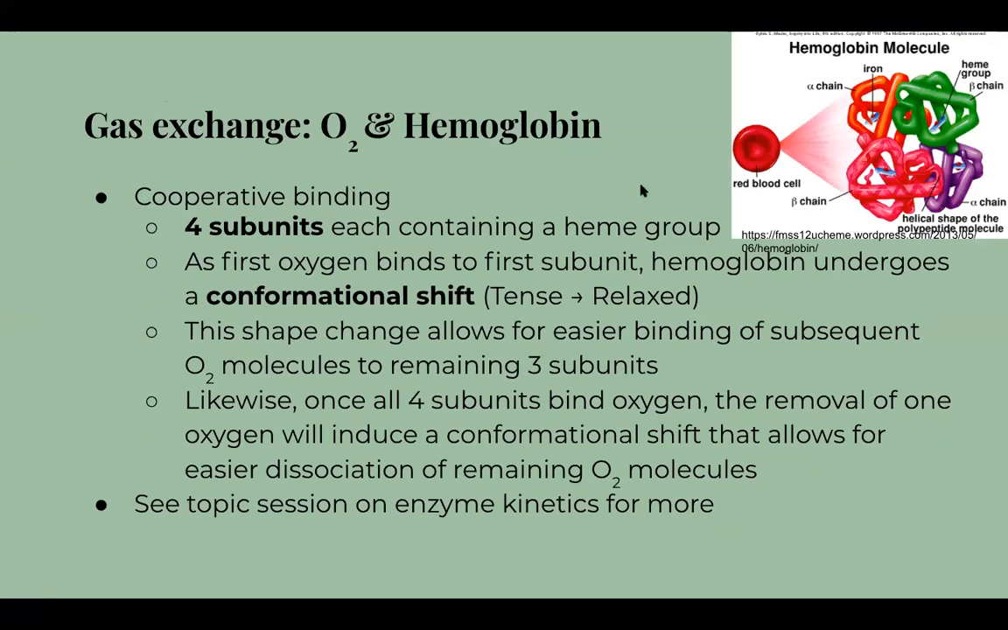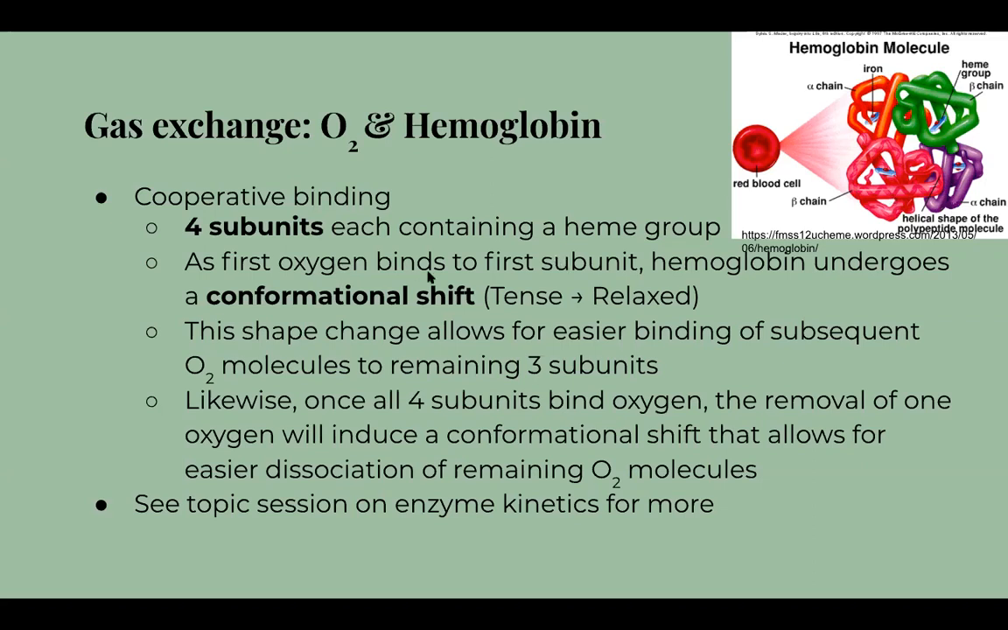And then to keep talking about cooperative binding, and oxygen and hemoglobin, an important concept is what is called cooperative binding. Each hemoglobin has four subunits. So this is a peptide chain, peptide chain, peptide chain, peptide chain, and this all makes up one hemoglobin protein. Each of these four subunits has a heme group, and each heme group can carry an oxygen molecule.